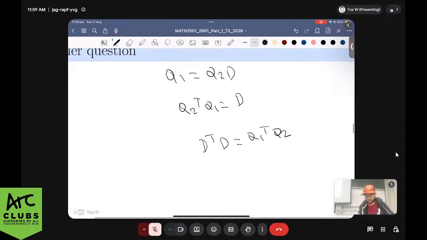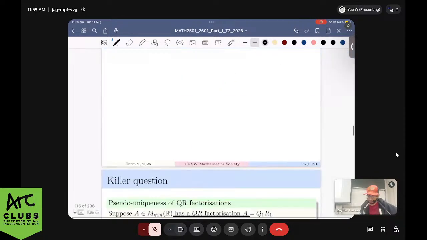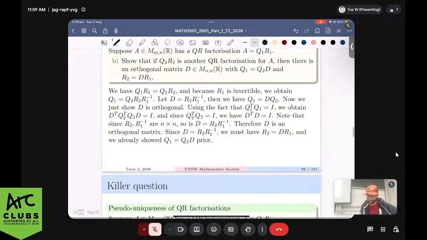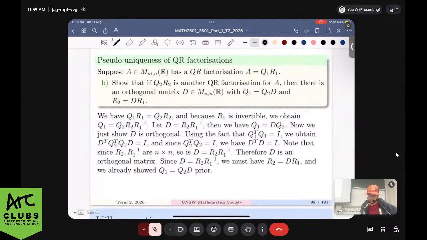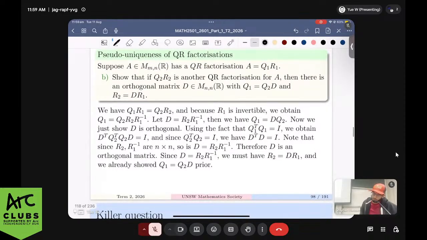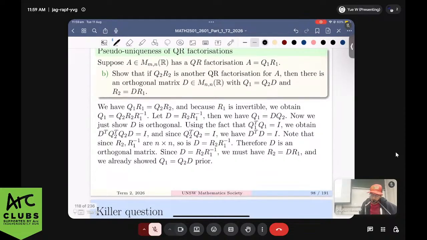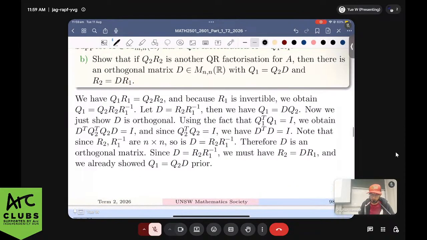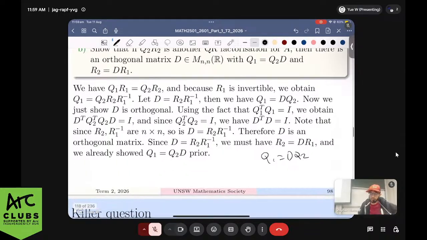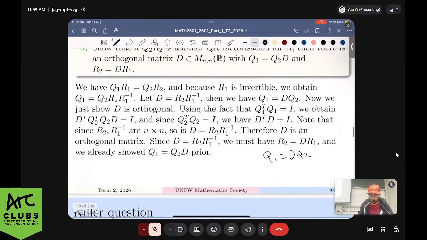I think D transpose might work easier. Let's try that. D transpose Q2 transpose Q1 times Q1 transpose. Okay, wait, where is this going? Let's see. D transpose Q2 transpose Q2 D equals I. Okay. So we use the fact Q1 is equal to DQ2. And because Q1 transpose Q1 is I, we get Q1 transpose Q1 equals, okay, yeah.